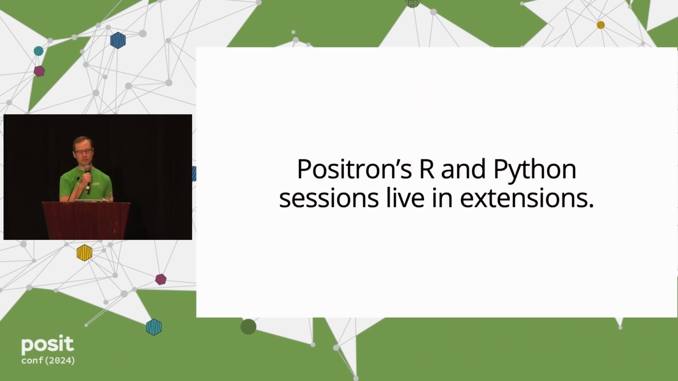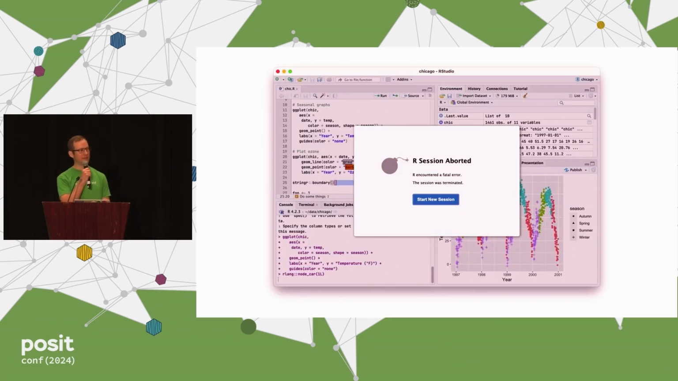It's important to note then that those R and Python sessions live in extensions. And this is important not only for extensibility, but also for this reason. How many of you have seen this screen before? Yeah. So this is what happens when R crashes in RStudio. And the reason that it crashes the whole window is because, as we just established, that window is itself R. Everything is coming from R. So this is what an R crash looks like in RStudio.